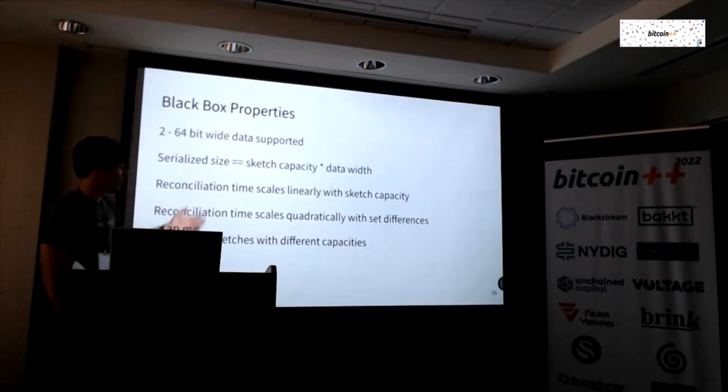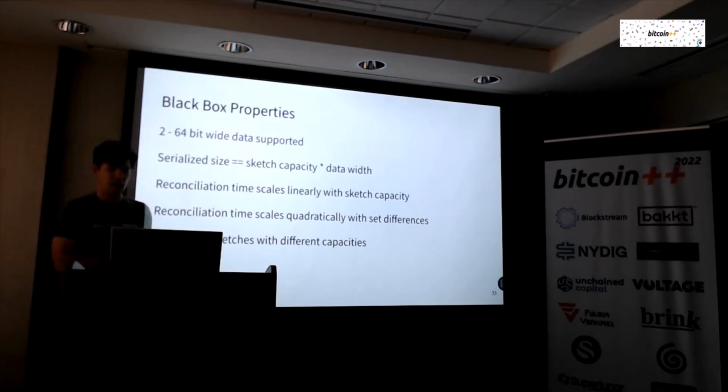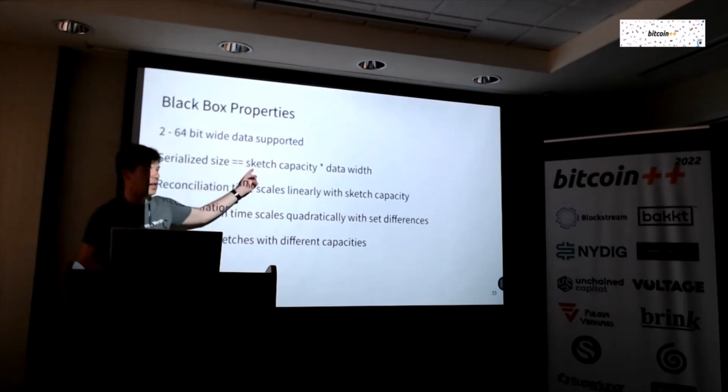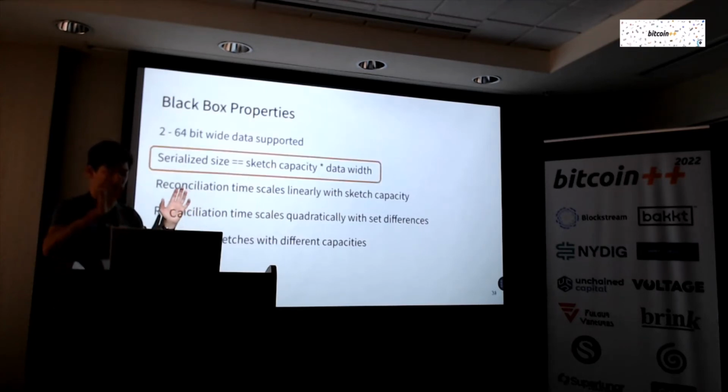Okay, so what properties does this have as we use it? It can support anywhere from 2 to 64-bit wide data. And the really cool thing is that the serialized size that you're transmitting between the peers is the sketch capacity. That's the number of entities that you want to resolve times the data width. So if you choose that sketch capacity just right, it's 100% efficient in how much data you can get out of it, which really blew my mind.